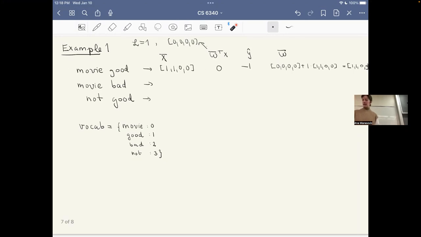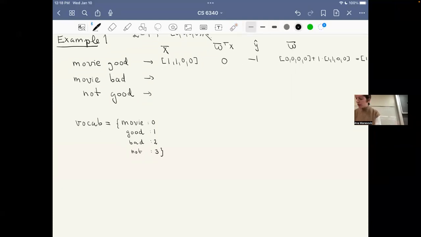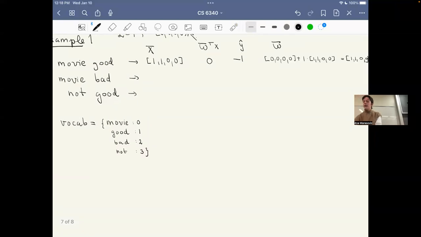Let me just show you what I have here. We have a few examples: movie good, movie bad, not good. I removed stop words here. Our vocabulary consists of the words movie, good, bad, not, indexed from 1 to 4. So the first feature vector will be 1, 1, 0, 0, because movie and good appear and the other ones do not. Let's quickly work out the other feature vectors.